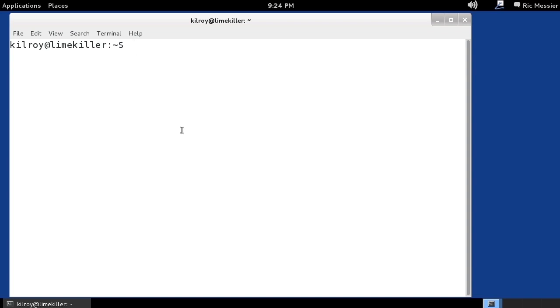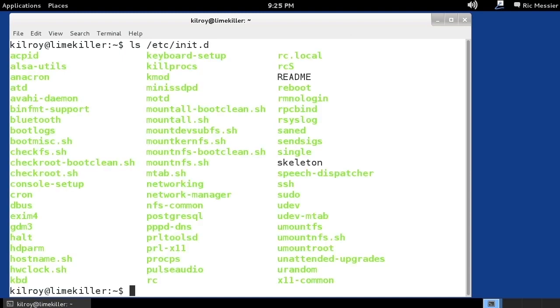Let's take a look at services. First of all, let's talk about what a service actually is. A service is generally a program that is started up and then immediately goes to the background and just kind of runs there waiting for requests. This may be a web server, it may be an FTP server, it may be a service like Dbus that manages inter-process communication. There are a number of services that are running on your system at any given point.